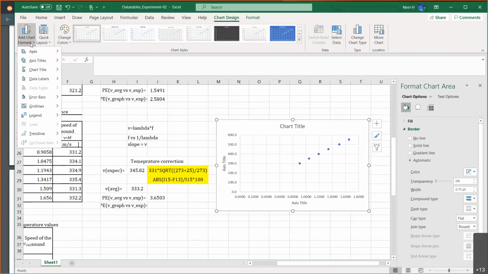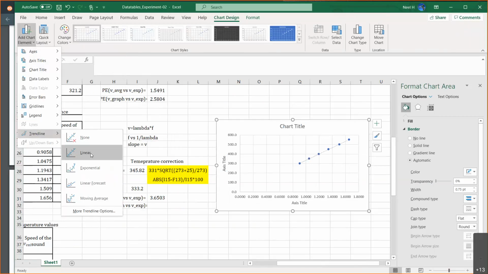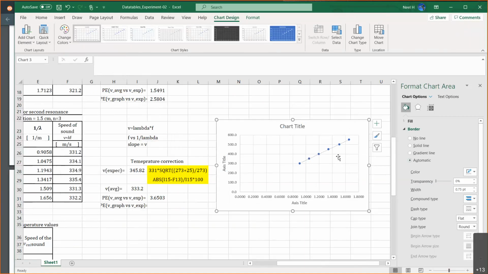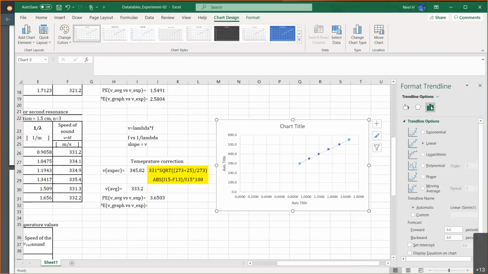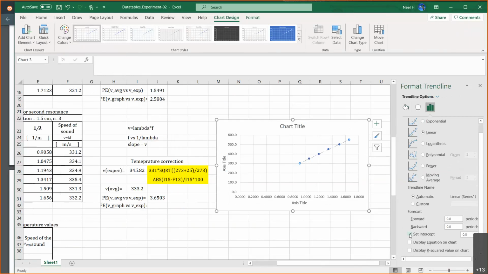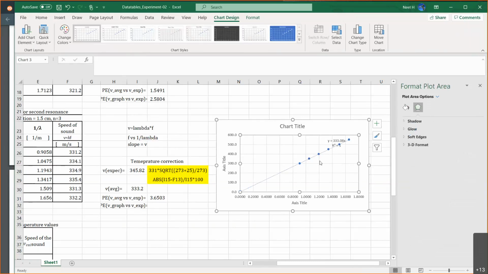And we need the trend line again. Trend line, I need linear. And then double click on the trend line, options, trend line. And then I need all these three. I can extrapolate to see whether the trend line is actually going through 0, 0. If you extrapolate that, you can see that dotted line should actually cross through the 0, 0 point, okay? And the graph value is 333.08.